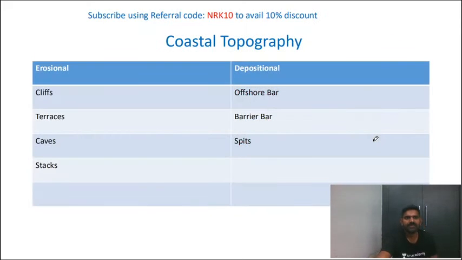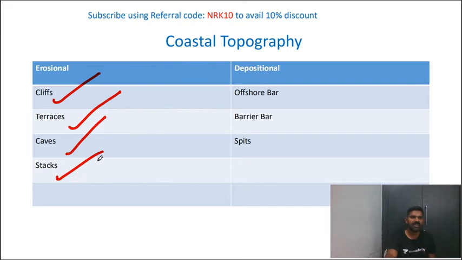Okay. Very nice. Now we will get into the coastal landforms or coastal topography. This means when the ocean water is coming and hitting the land, it will create certain landforms at the coast, and these are called coastal landforms. What are they? Erosional: cliffs are erosional landforms. Terraces, caves, stacks. These are erosional. What are depositional? Offshore bar, barrier bar, spits, all these are depositional.